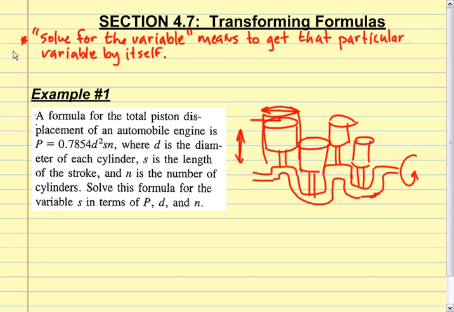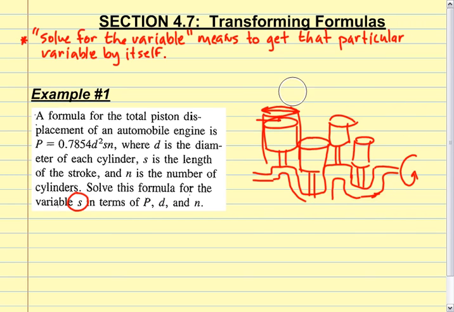Okay. Now, solve this formula for the variable S in terms of P, D, and N. So that means solve for S. What does it mean to solve for S? Equal to the variable by itself. Get that variable by itself. Thank you, Sophia. All right?